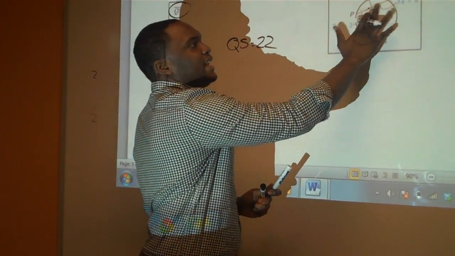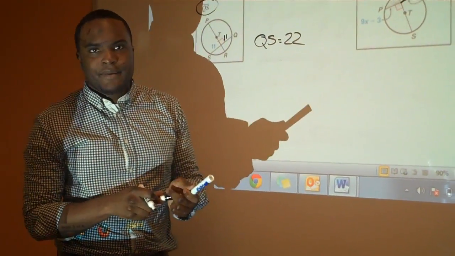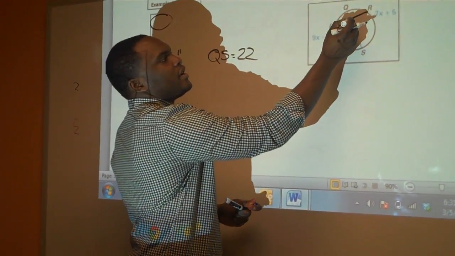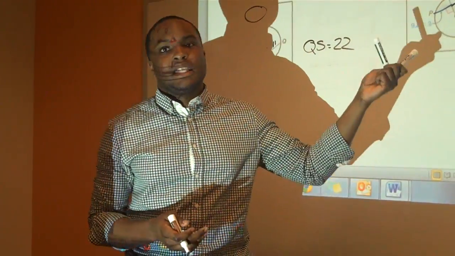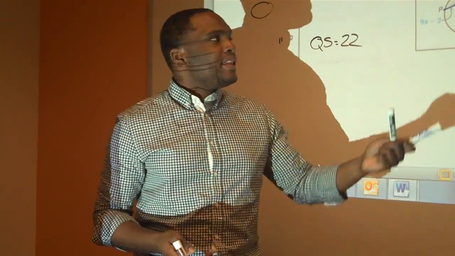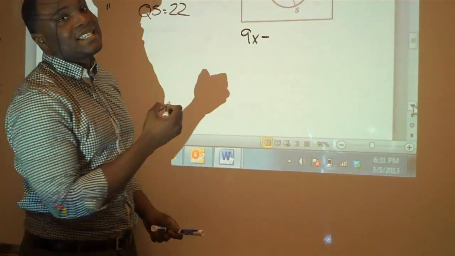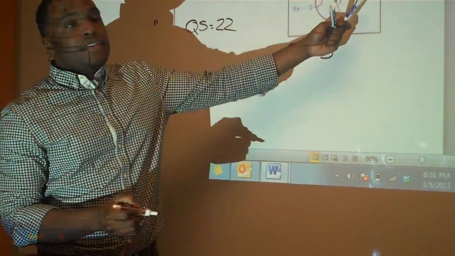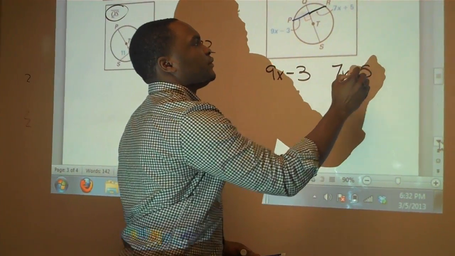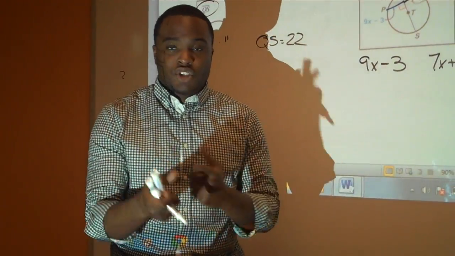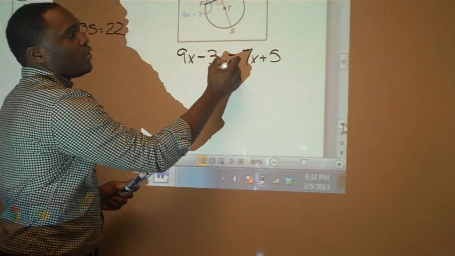So once again, if this chord has been cut in half, that length of the chord has to be exactly equal or congruent to the other half. So this time they gave us algebraic expressions. They didn't give us a number. They didn't tell us the length of the chord is 11. They didn't tell us it was 15. This time they told us that this side is 9x minus 3, excuse me. And the other side of the chord is 7x plus 5. So we know it has been bisected, so both halves have to be equal to each other. So I'm going to set them equal to each other.